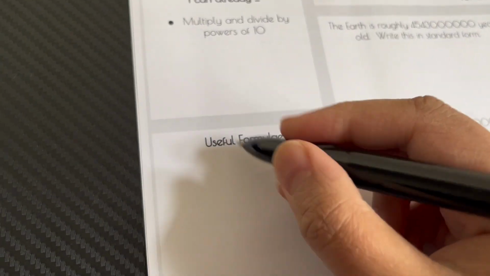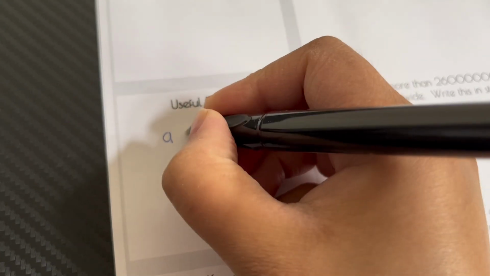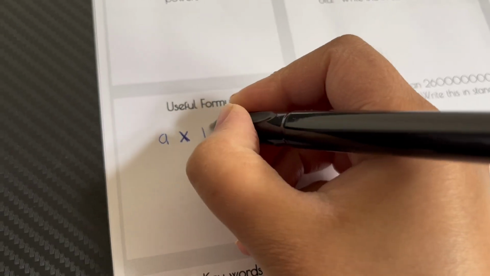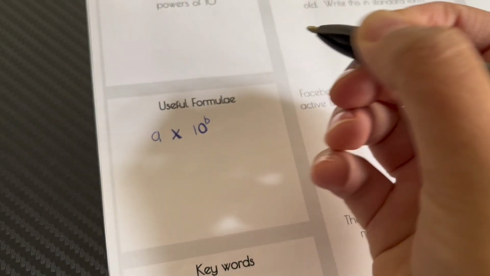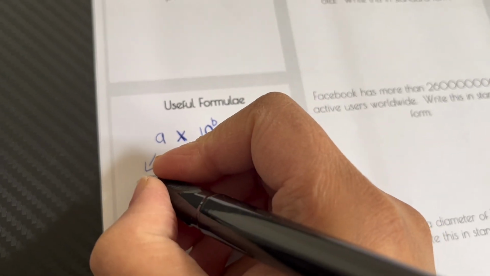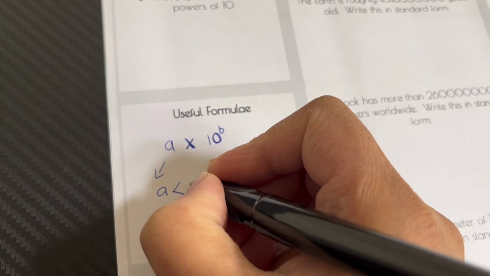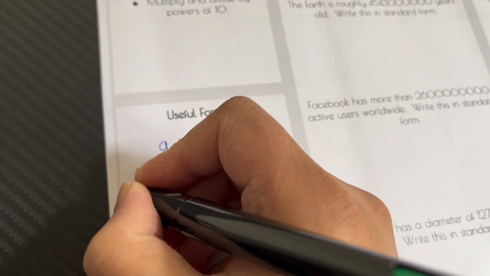So I'll just write down what it is to write a number in standard form over here in this formulae box. If you are writing a number in standard form, it's got to be in this format: a times by 10 to the power of b. Now, a just stands for any number that is less than 10 but greater than or equal to 1.